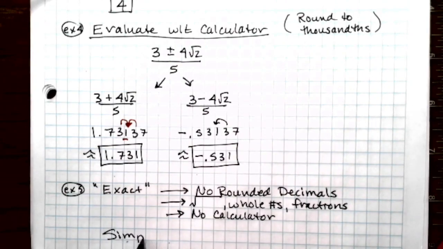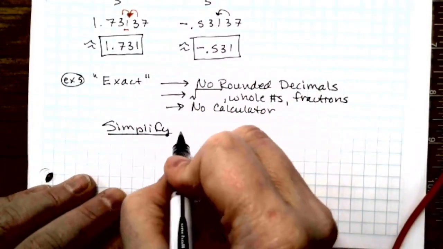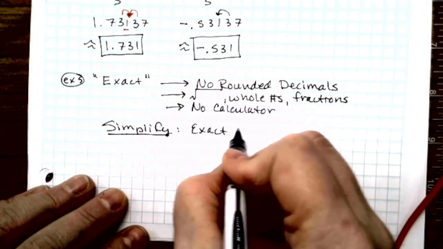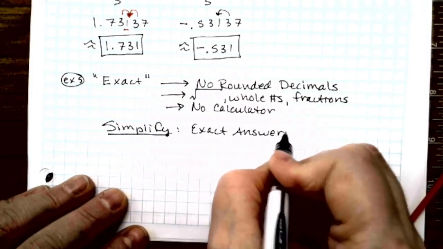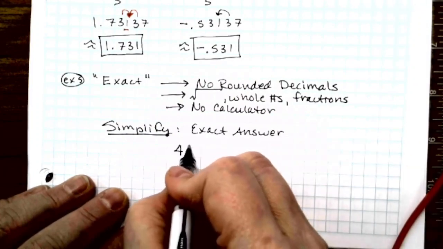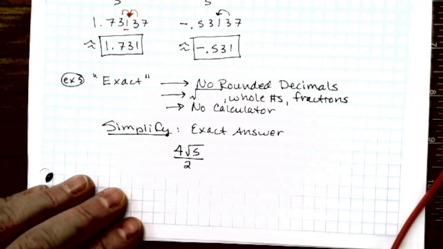So here is an example. We're going to simplify an expression, and we're going to produce an exact answer. And our example is 4 square root 5 over 2.